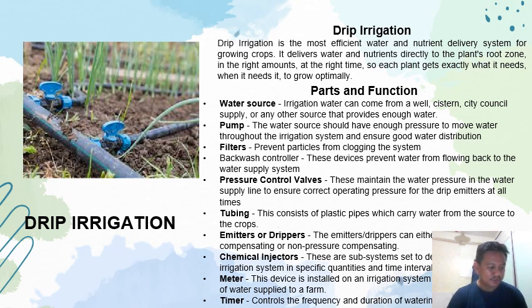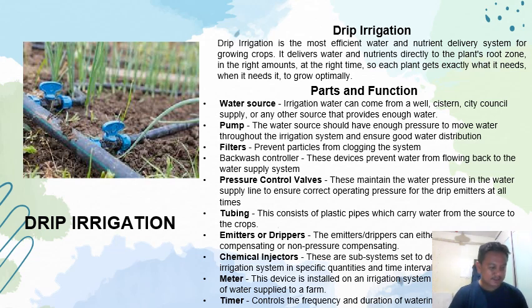Tubing: this consists of plastic pipes which carry water from the source to the crop. Then emitters or drippers. The emitters or drippers can either be pressure compensating or non-pressure compensating.